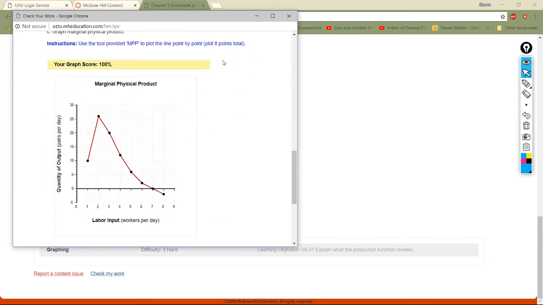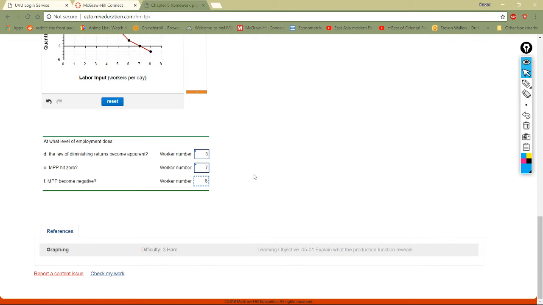And this one says plot 8 points total. 1, 2, 3, 4, 5, 6, 7, 8. So that's the other way you can check it. Just see how many plots they actually want you to do. And that way you know whether or not you need to include 0. Sometimes it's kind of known that 0 would be there, but sometimes they want you to plot 0. So, all right, but that's everything.